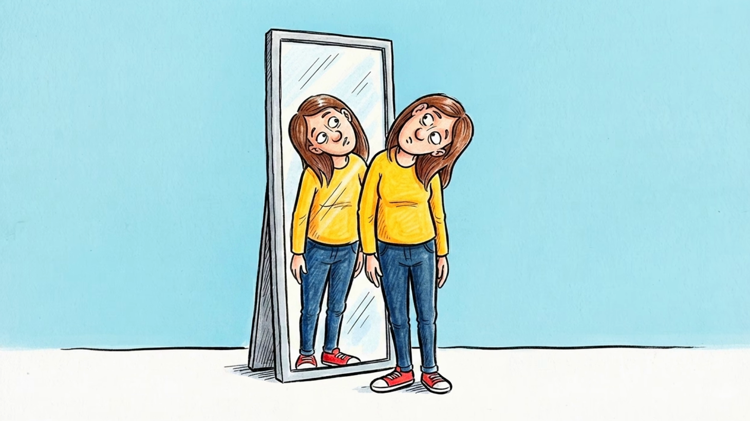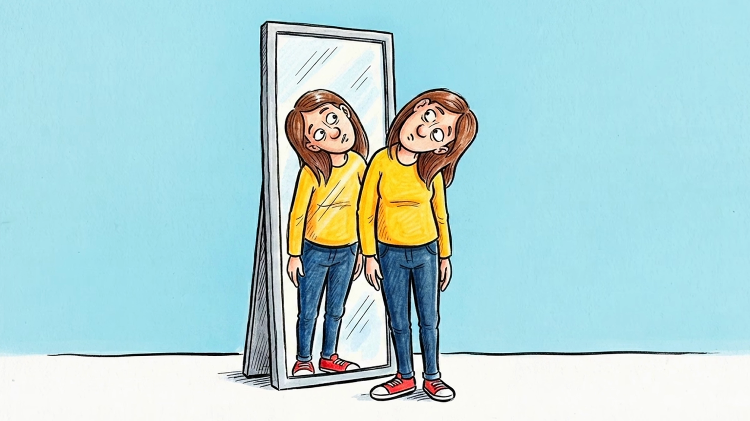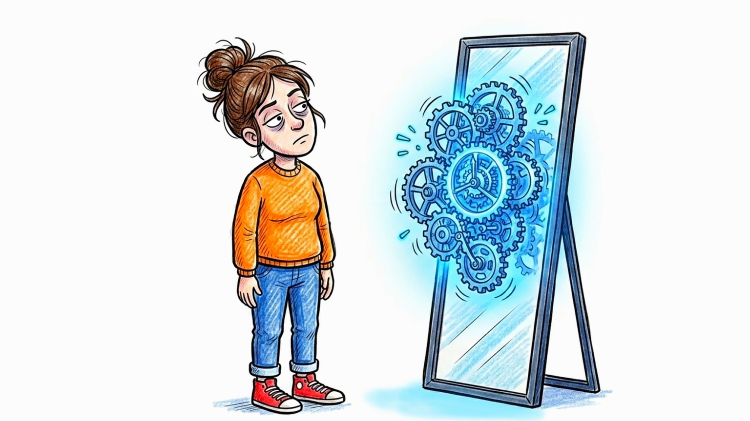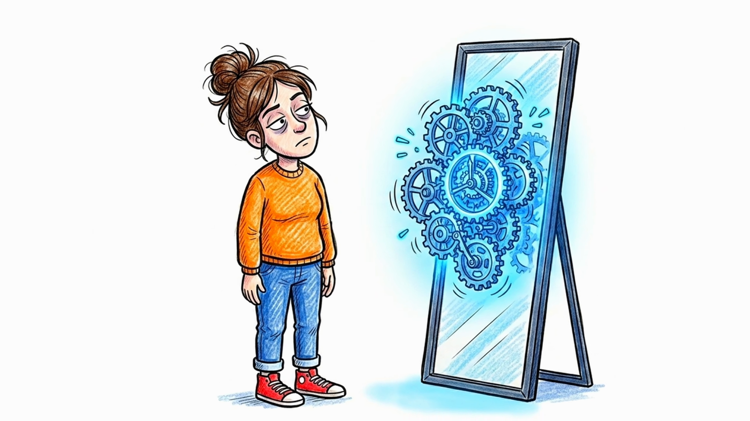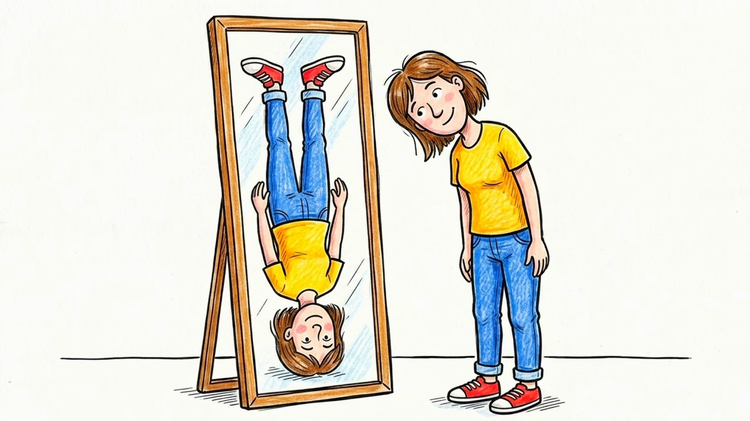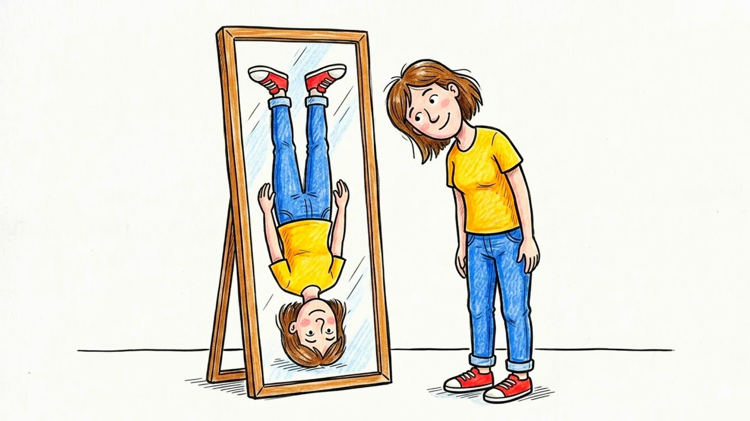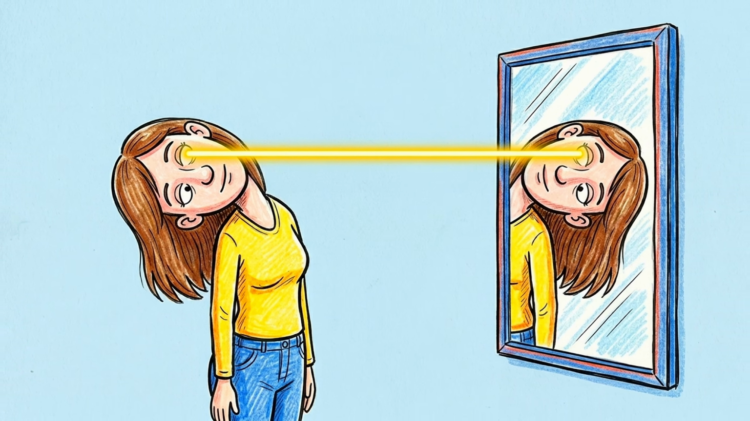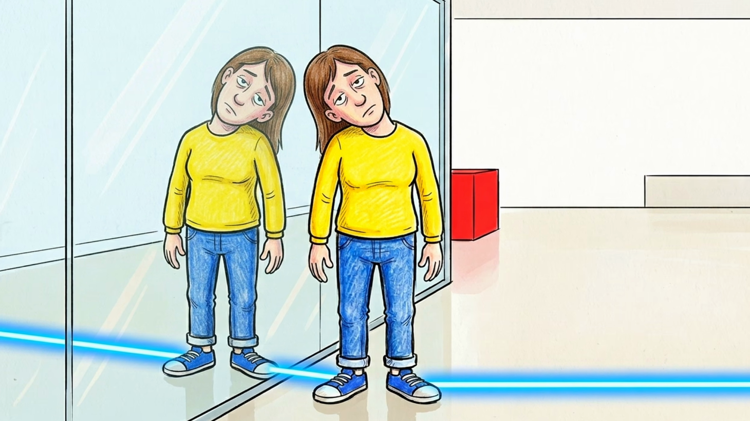Tilt your head 90 degrees so you're lying sideways relative to your reflection. If the mirror really does swap left and right as a fixed rule, tilting your head should swap something else instead. Up and down should flip. Your reflection's head should now appear where its feet used to be. It doesn't. Your reflection's head stays exactly where your head is. Its feet stay exactly where your feet are.